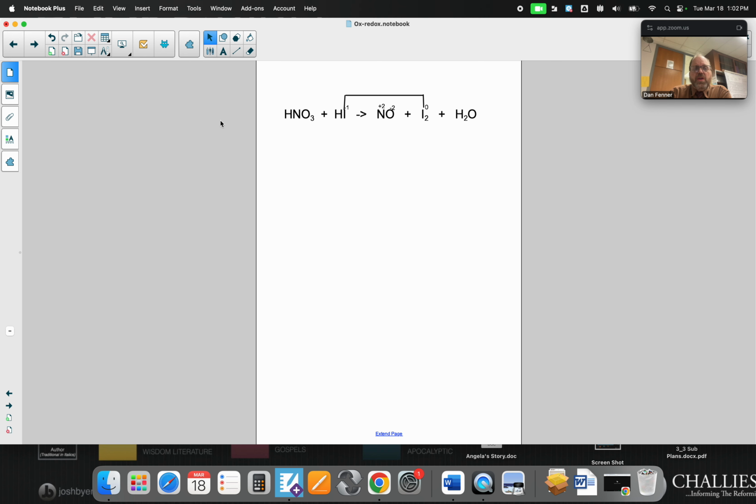Now we go to the center. We're going to do oxygen and hydrogen first. Oxygen's oxidation state is -2 times 3 is -6. Hydrogen, plus 1 times 1 is plus 1. So what number would nitrogen have to be to equal 0? Well, it would have to be plus 5, so nitrogen's plus 5. So plus 5 to plus 2, that's a change.